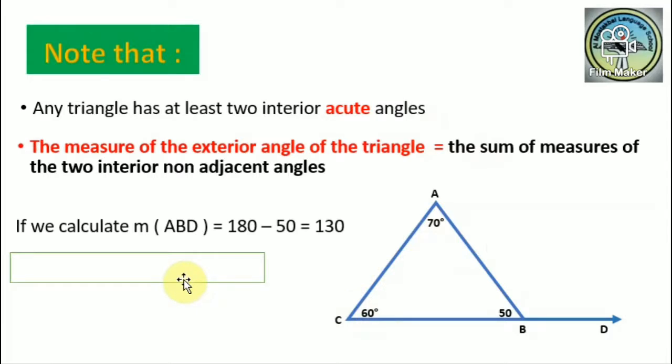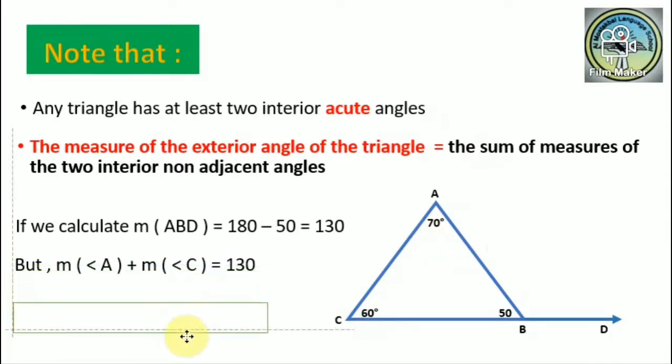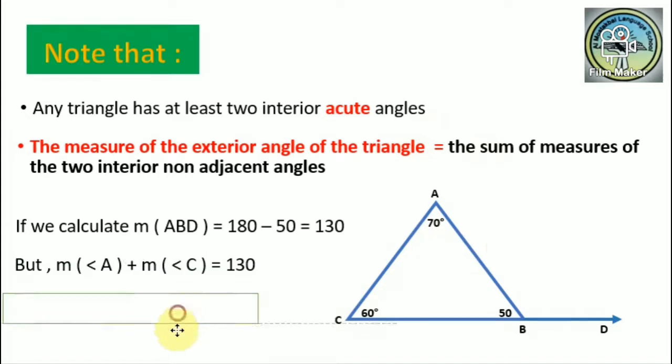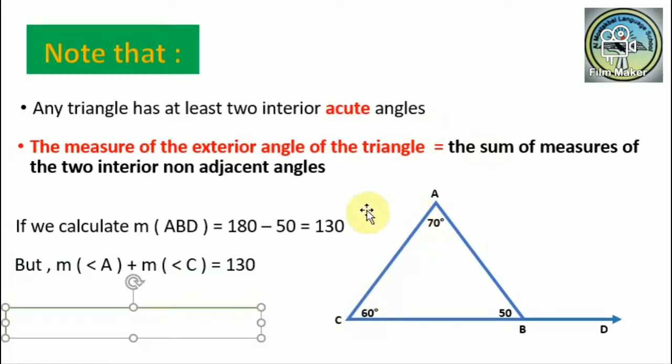Let's see if we can or not. Is it right? 70 plus 60 also equals 130 degrees. So you can calculate the exterior angle by two methods. You can calculate it by the supplementary angle from here, or you can calculate it from the addition of the non-adjacent angles.